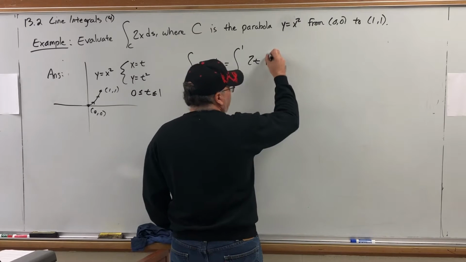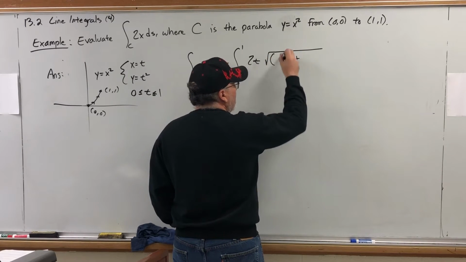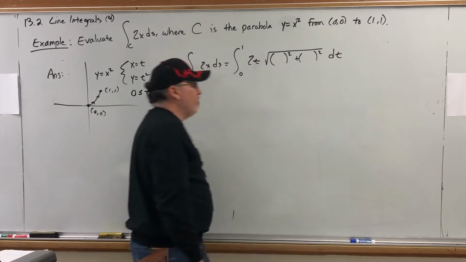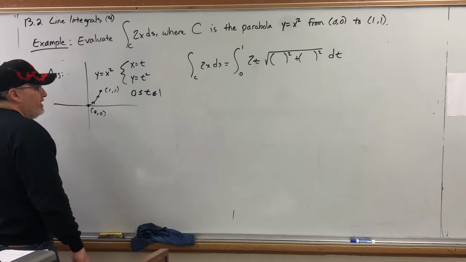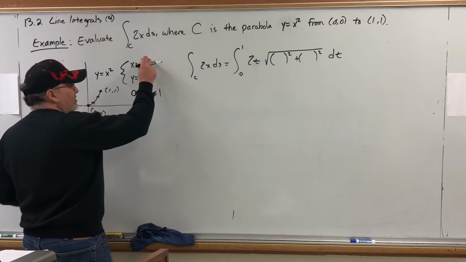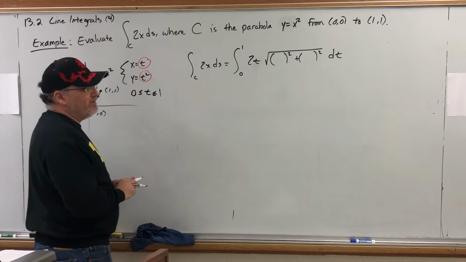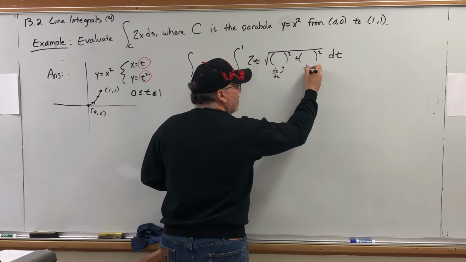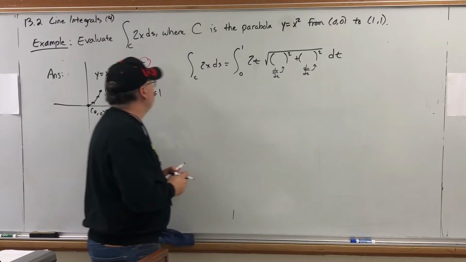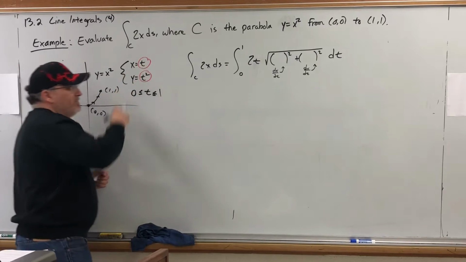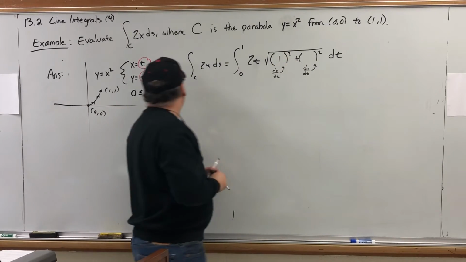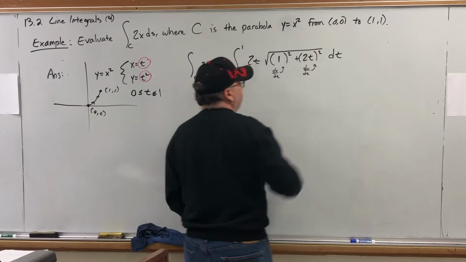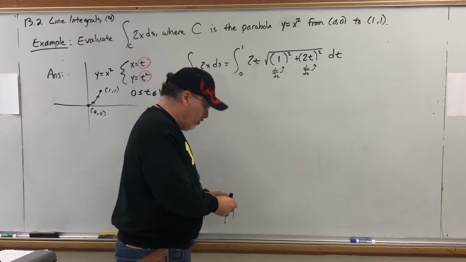But for the ds, we need the square root of the sum of the squares of the derivatives of our parametric functions. So inside of here, we need to take the derivative of what x equals and the derivative of what y equals with respect to t. So dx/dt goes here, dy/dt goes here. The derivative of t with respect to t is 1. The derivative of t squared with respect to t is 2t. And now it's become a calculus 1 integral.